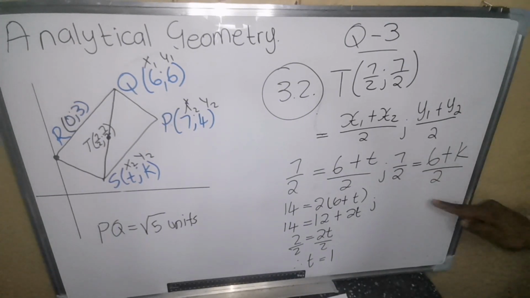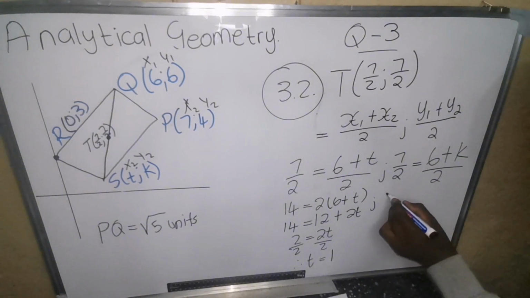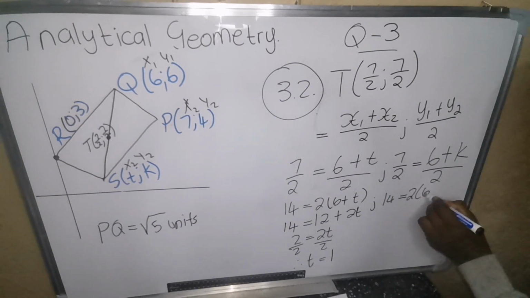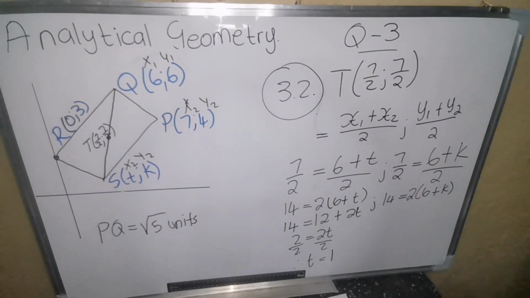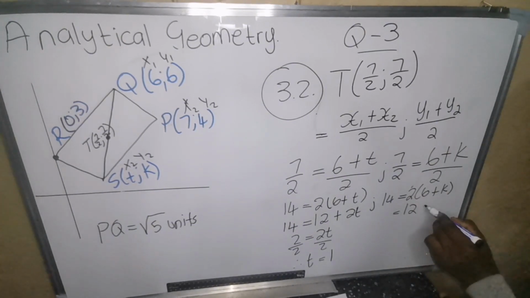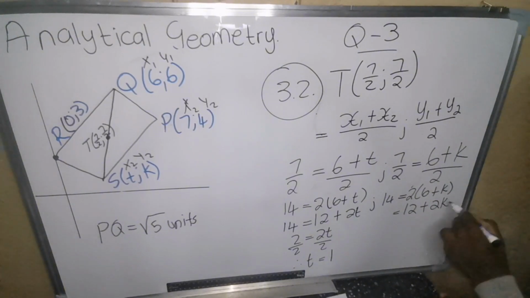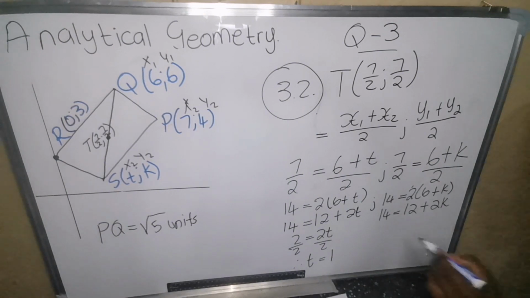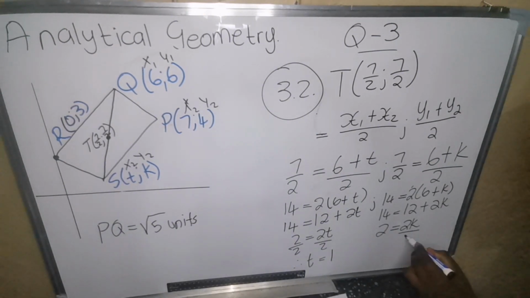The very same method, I'm going to cross multiply. 7 times 2 is 14. 14 is equal to 2 times 6 plus k. 2 times 6 is 12, 2 times k is 2k, equal to 14. I'm going to transpose this 12 to the left. 14 minus 12 is 2, equal to 2k. Then I divide both sides by 2. Therefore, k is equal to 1.